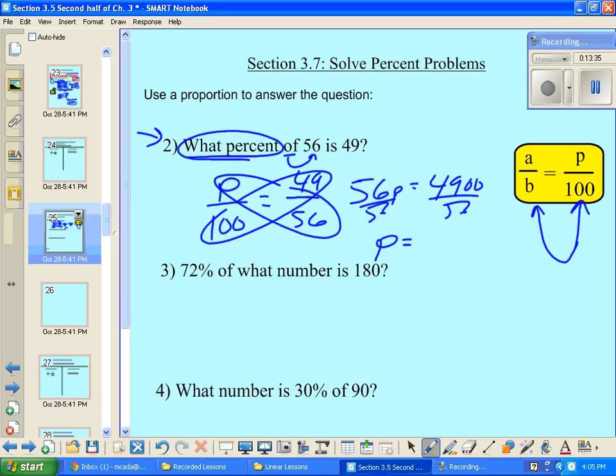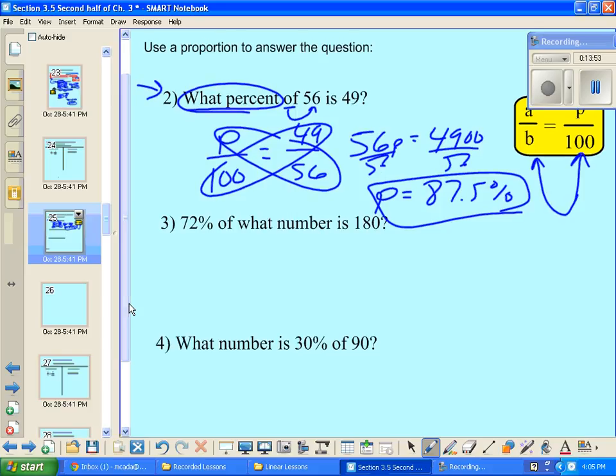And again, a nice thing with the proportion method, this is one big benefit I like about it: if you get 87.5 in your calculator, then you just stick a percent sign after it. That is the answer, 87.5%. You don't have to change the decimal or anything. That's the answer right there.